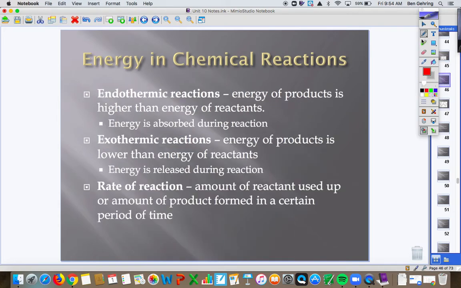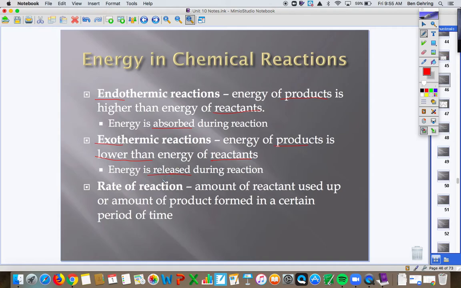To go with that, you have a couple different types of reactions. We have endothermic and we have exothermic. Endothermic, endo meaning into, is bringing energy in. So energy must be absorbed in these reactions, and the energy of your products is going to be greater than that of your reactants. Exothermic, exo being exit: the energy of the products is less than the energy of your reactants. So energy is released. Energy exits the system and goes to the surroundings.